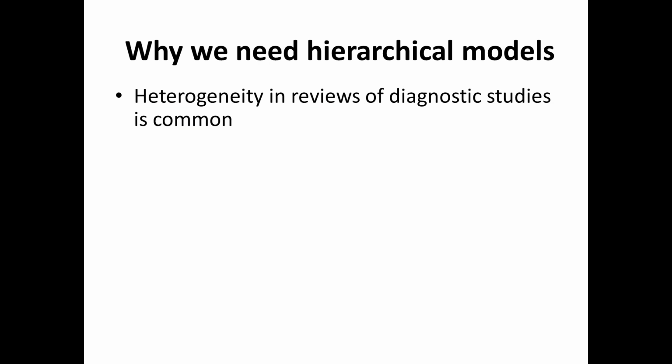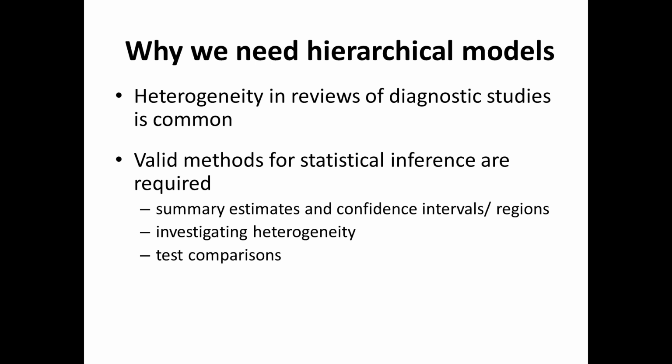So we do not rely on traditional methods for meta-analysis, such as the methods used in intervention reviews, because heterogeneity is common in our diagnostic reviews, and we need valid methods for making statistical inference so that we estimate our summary estimates of sensitivity and specificity along with confidence intervals, or regions, which I'll talk about later when we look at the plot, and so that we can investigate heterogeneity and also make test comparisons so that we get valid p-values for the statistical evidence of differences.